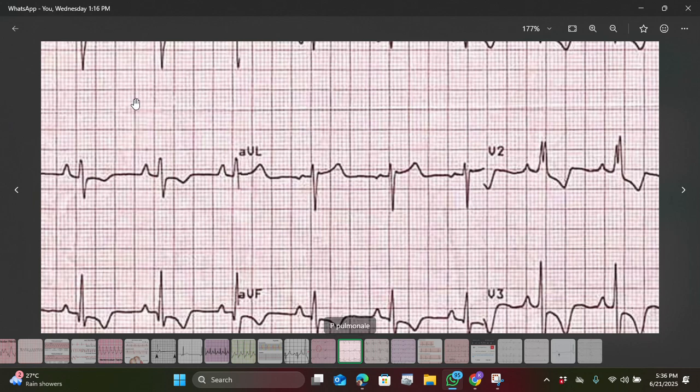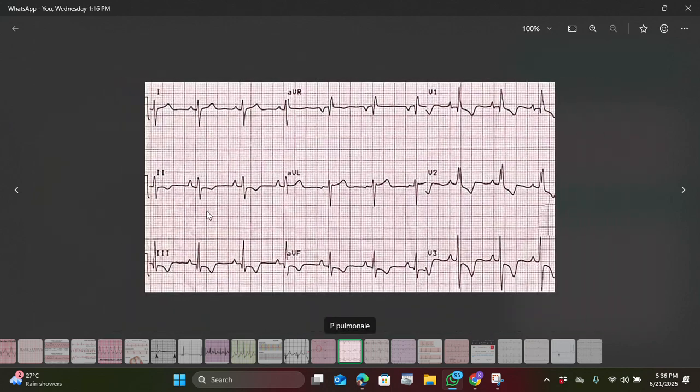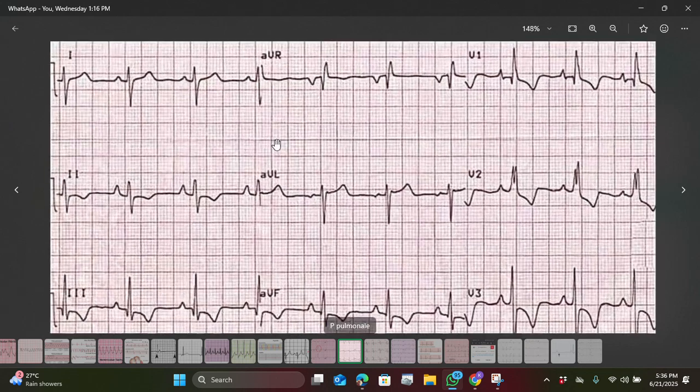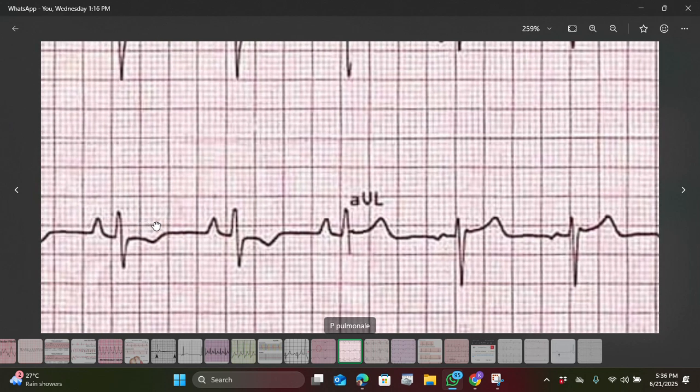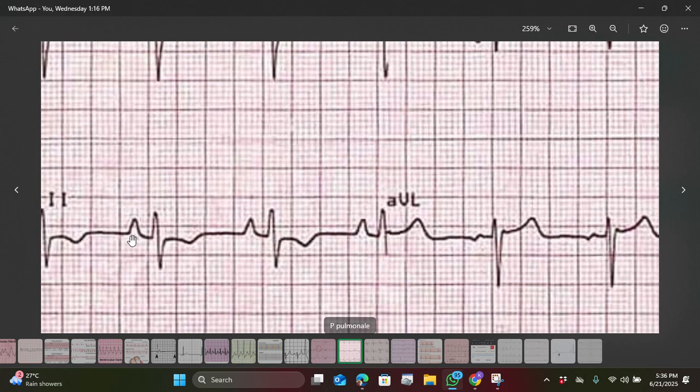Okay, so now let's look at this. This is lead one, two, three. Let's look at lead two now. If you can see clearly, if we are counting this P wave, it is one, two, three, four. It's not really clear. But if you see what I'm trying to say, this one is two, this one is two, that is already four. Can you guys see what I'm trying to show you?